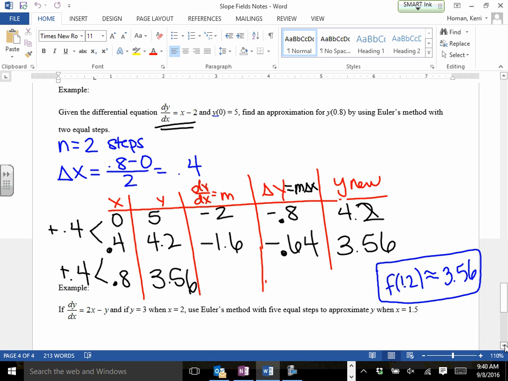If we were to evaluate this at, excuse me, not 1.2, but you guys let me write that, it's at 0.8. Our actual value of f of 0.8 is 3.72. So we're pretty close, okay? If we would have taken more steps, we would have been closer.